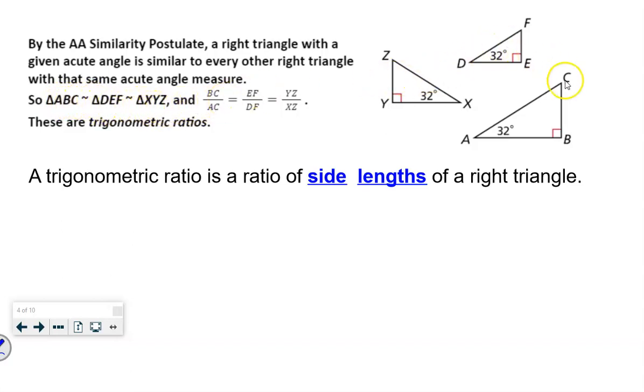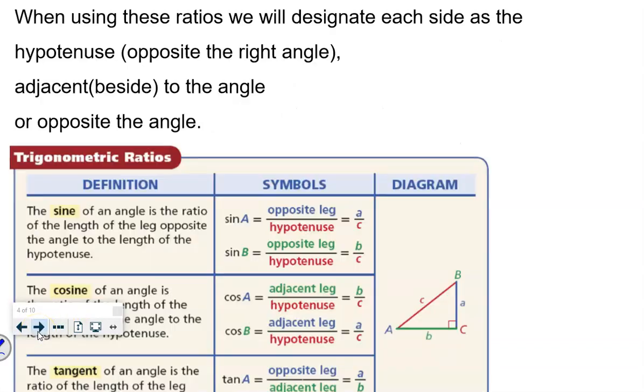So if we look at BC, it maps to EF, right? Which also maps to what? YZ. See that? And that means then our AC, first to last over first to last, DF over first to last, XZ. See that? So a trigonometric ratio is a ratio of the side lengths of a right triangle. And that's what we're going to be talking about, side lengths of a right triangle.